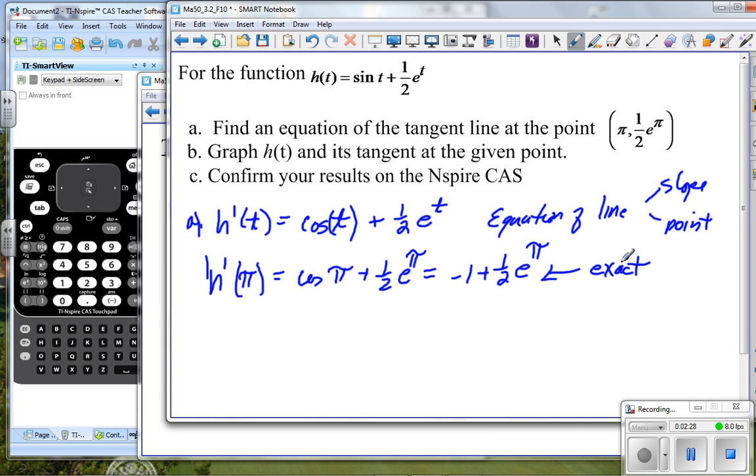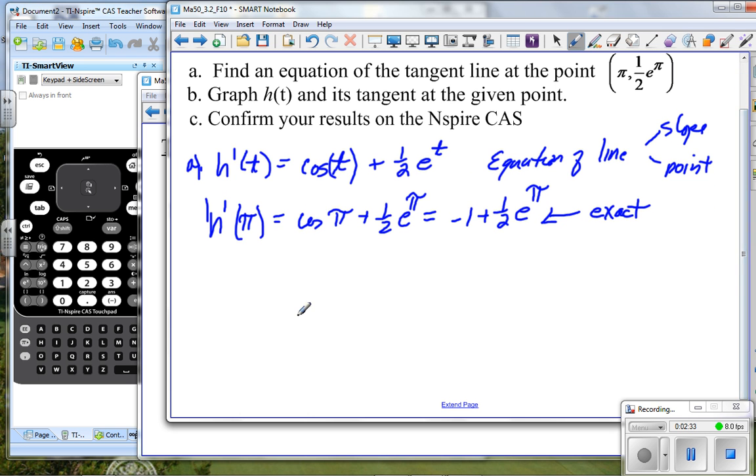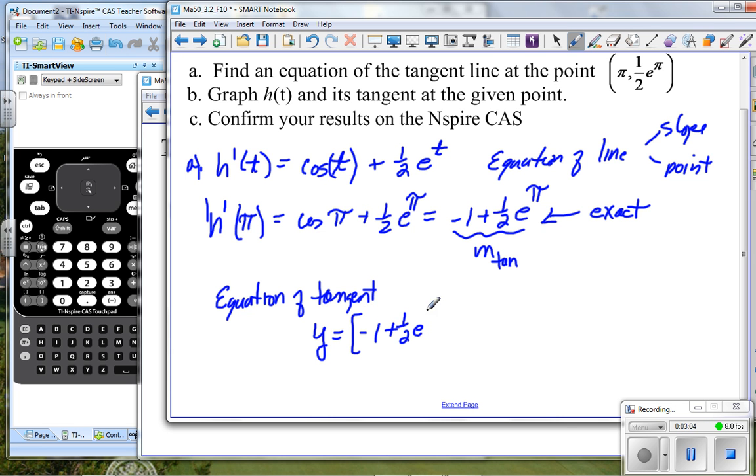If we were trying to write an equation of a line, we can use the exact value, or we would, on the Inspire, come up with an approximate. Let's go ahead and find the exact, or use the exact one. Remember, this is our slope of the tangent. So, to find the equation of the tangent line, we're going to have y equals, and we're going to have our slope, so that's -1 plus 1/2 e to the pi.